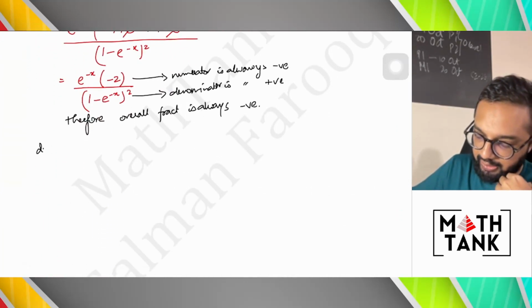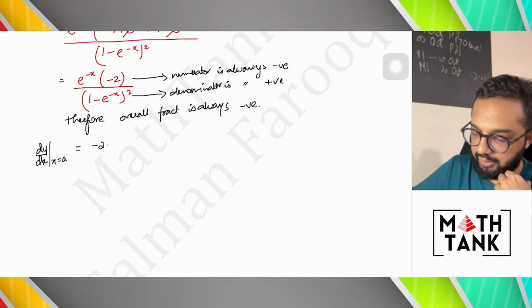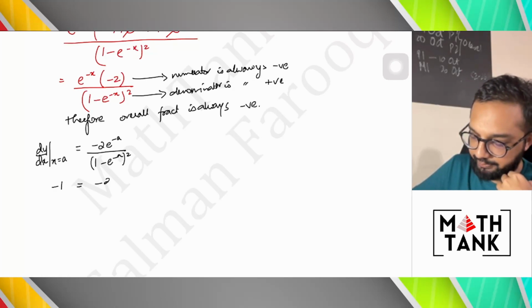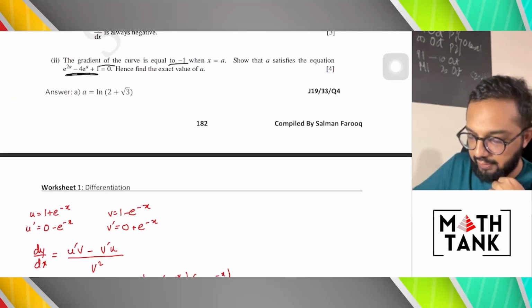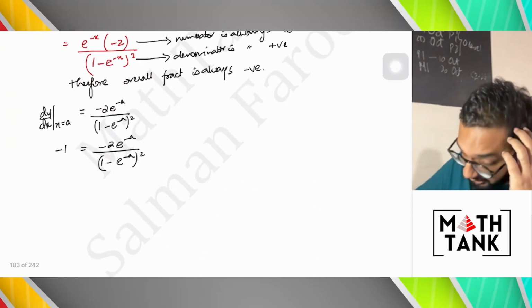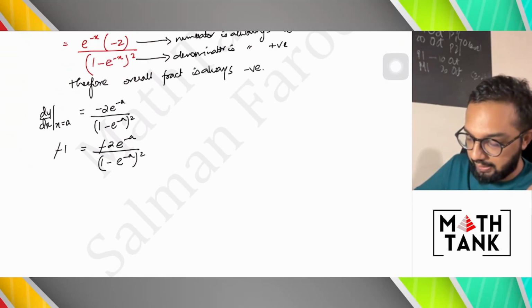So dy by dx at x equals a is minus 2 e power minus a over 1 minus e power minus a, whole squared. It's equal to minus 1. Let's try and simplify this. If you look at the proof, I don't need negative a's, I need positive a's. So that's what I'm going to do right at the start. I think these minus signs cancel out, and I'm going to write this as a whole square and 2 over e^a.